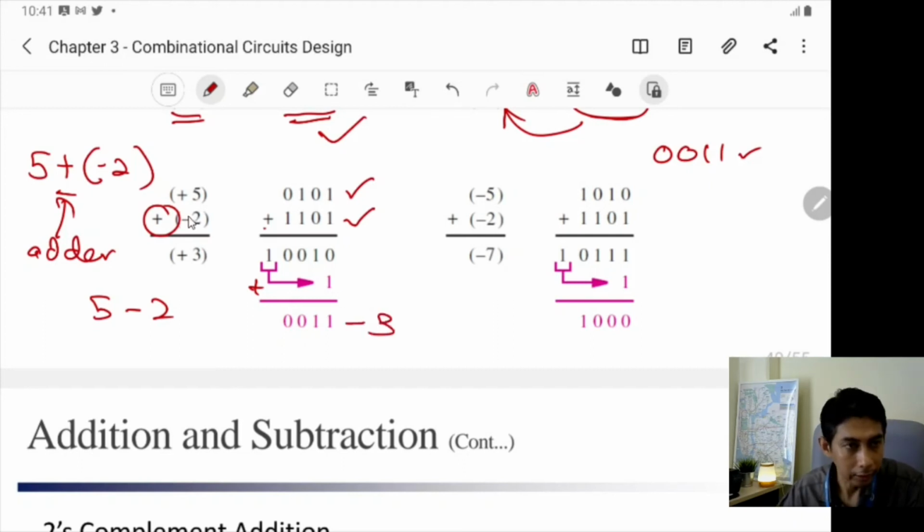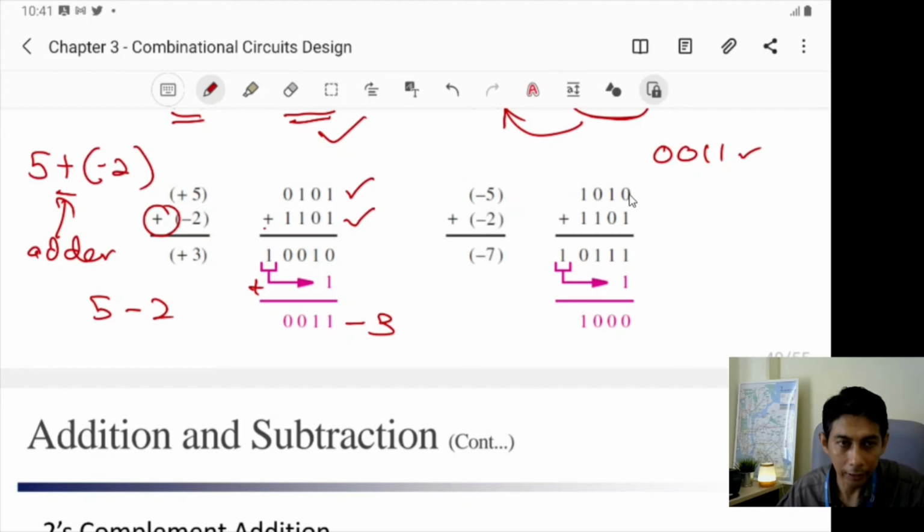And look at this, 5 minus 2 should be 3, and we have 3, meaning that we can do subtraction using an adder, but for the subtraction you need to use the first complement number for the negative one. Same as this one. Alright, let's see.